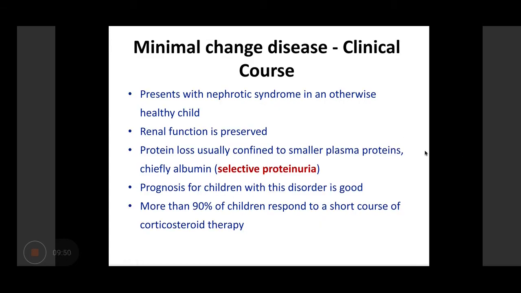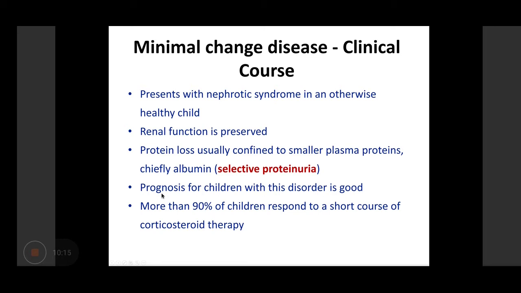Now, what is the clinical course of patients with MCD? It's quite good actually. In most of these patients, the renal function is preserved despite the high levels of proteinuria. That is, the serum creatinine level will be within normal range. However, there is marked protein loss in the urine, and this protein loss is usually confined to the smaller plasma proteins, chiefly albumin, a phenomenon which is referred to as selective proteinuria.